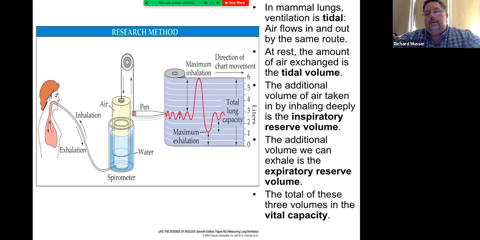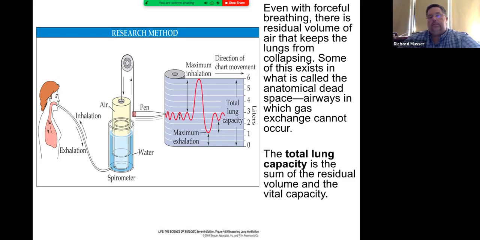The additional volume of air taken in by inhaling deeply is called the inspiratory reserve volume. So if you breathe in as much as you can, that would be your inspiratory reserve volume. Now, if you breathe out as much as you possibly can, that would be your expiratory reserve volume. But again, there would still be a little bit of air in your lungs, so your lungs don't completely collapse. Combining these would be called your vital capacity. And then your total lung capacity would also include the air that you could not exhale but is still present in your lungs. That would include the residual volume.